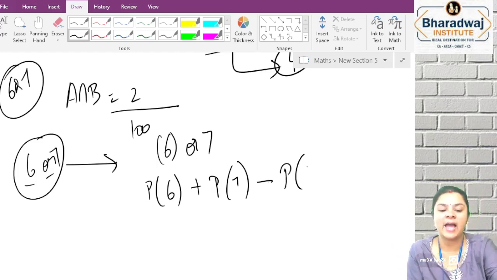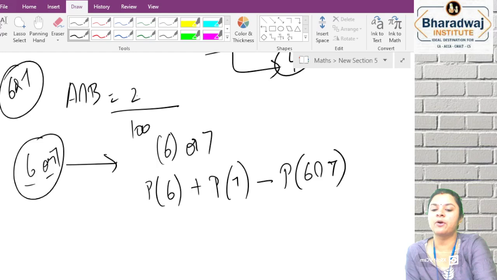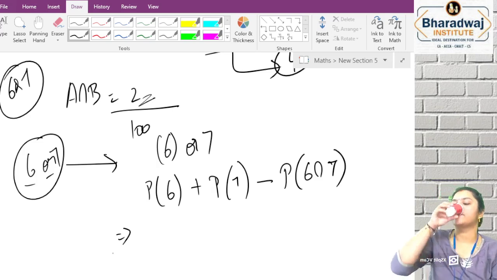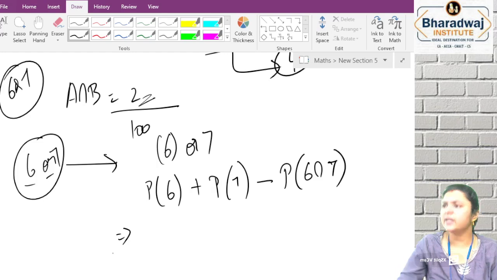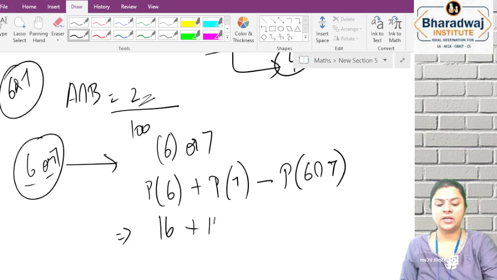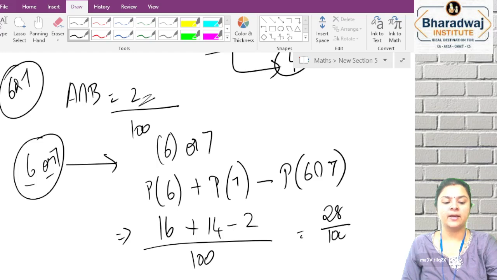So which means if it is possible, they are not mutually exclusive. Therefore, I will have an intersection, which we already found out. So now you can tell me how many multiples of 6 do I have between 1 and 100? 100 divided by 6. The whole number is 16. How many multiples of 7? 14. Minus 2 by 100. N of S. 30 minus 2. 28 by 100.